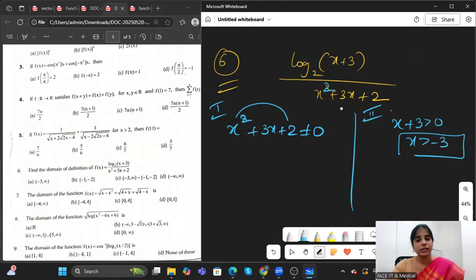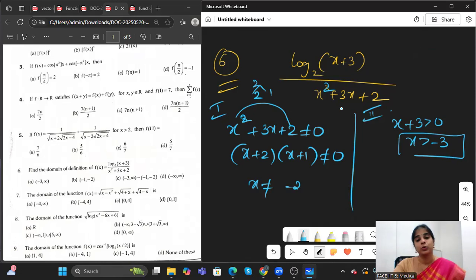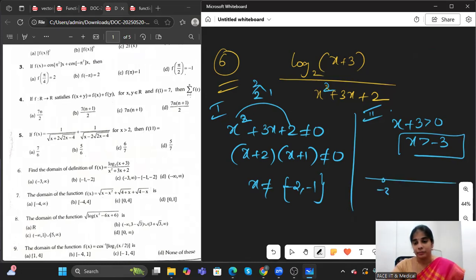And here, to split the expression, the factors are 2 and 1. So basically, x plus 2 times x plus 1 not equal to 0. That means x cannot be equal to minus 2 or minus 1 in set notation. Right. So if x is strictly greater than minus 3, which means it is towards the right, do minus 2 and minus 1 also come under that region, which we are not supposed to include?